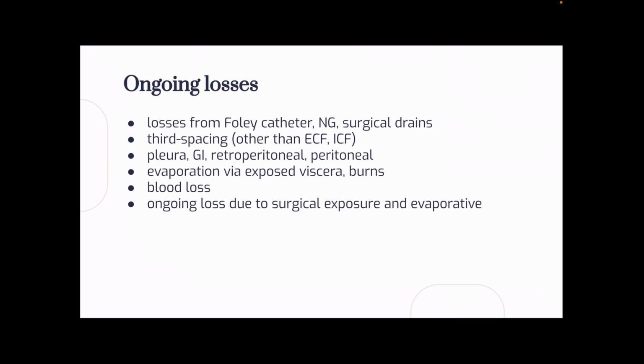So, in ongoing losses, what do you mean by ongoing losses? If there are losses in the urine, like in the Foley catheter, nasogastric suctioning, surgical drains, third spacing, losses in the pleura, in the GI, retroperitoneal, peritoneal. Sometimes if you have an open wound or burns, there is evaporation of this fluid, so it should be accounted for. If there is blood loss, if there is ongoing, as I said, surgical exposure will evaporate.